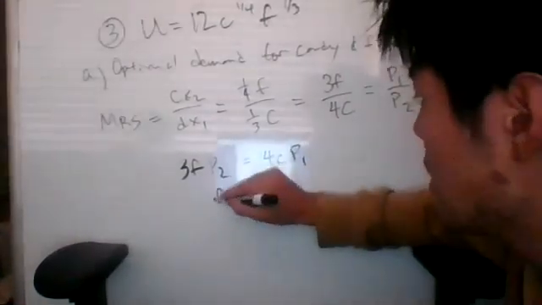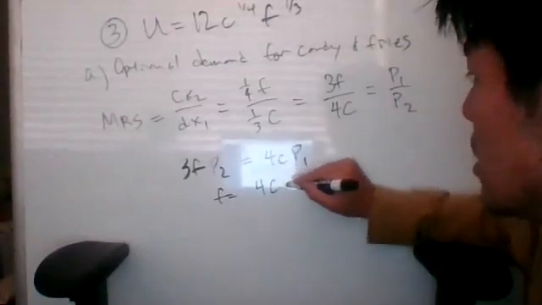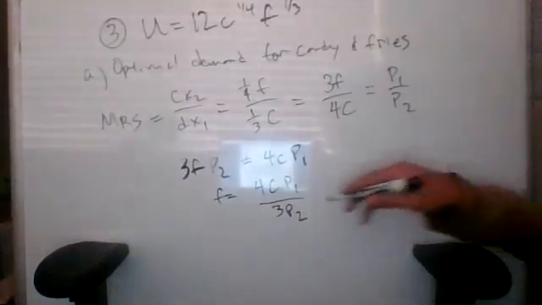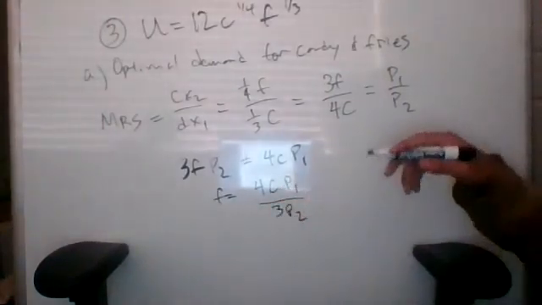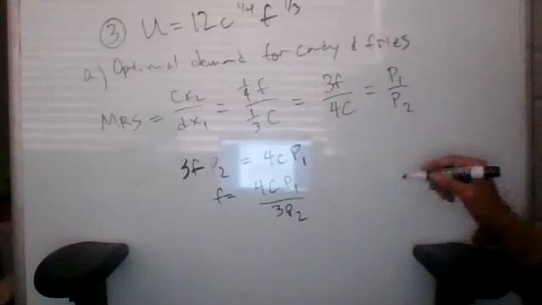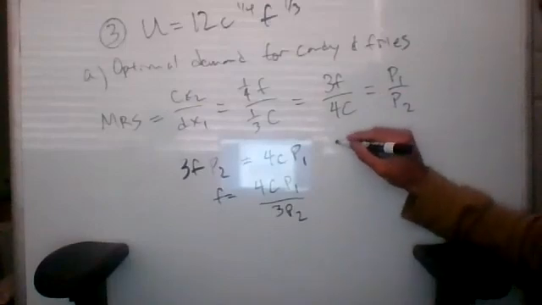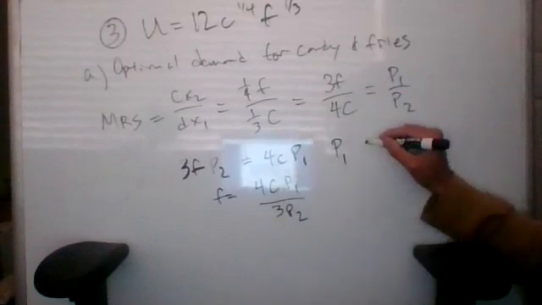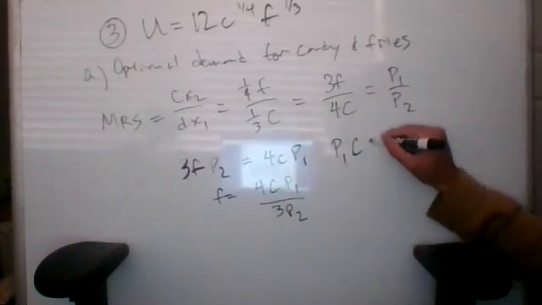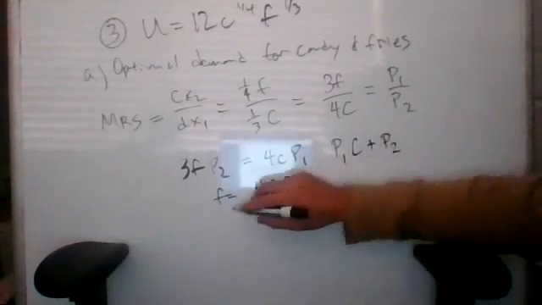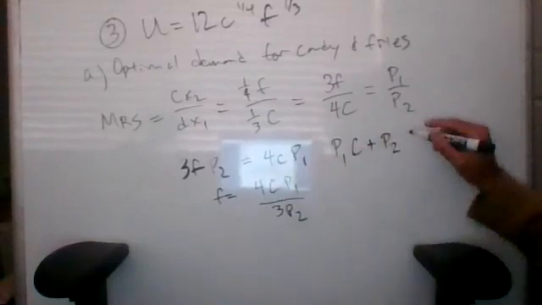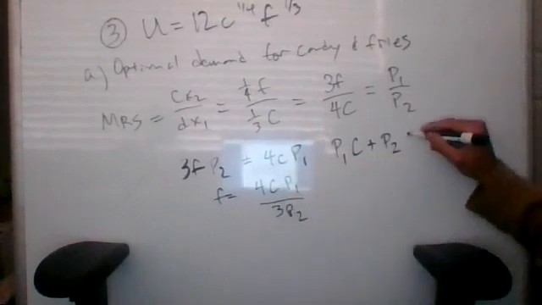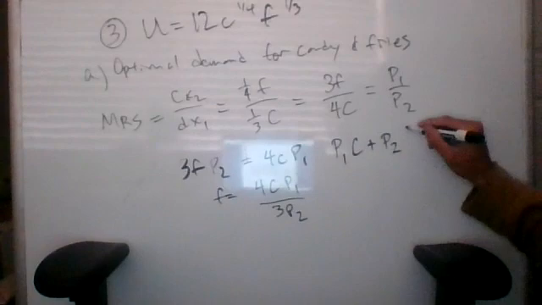So we get F is equal to 4C P1 over 3 P2. And we're going to plug this back into our budget constraint, right? So we have P1 times C plus P2 F. And now we have 4C P1 over 3 P2.